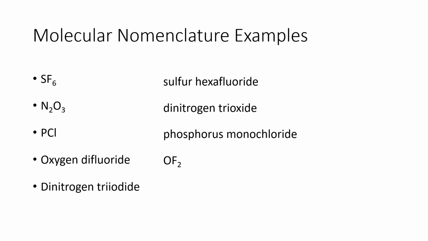With dinitrogen triiodide, dinitrogen, nitrogen is N, di means that there is 2. Triiodide, be careful when you're reading this because some people go fast and they just see the O and put oxide instead of iodide. Iodide is I, and the tri is going to be a subscript of 3. So this will be N2I3.